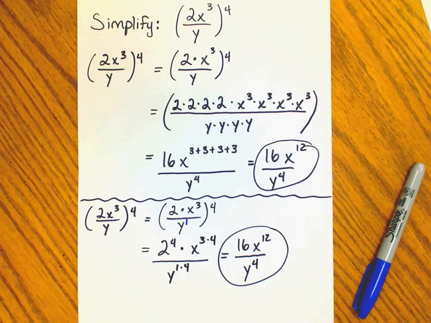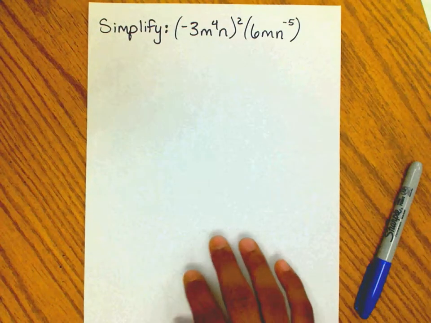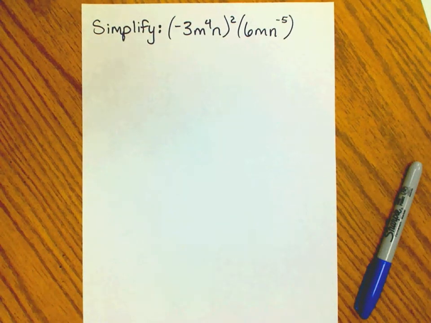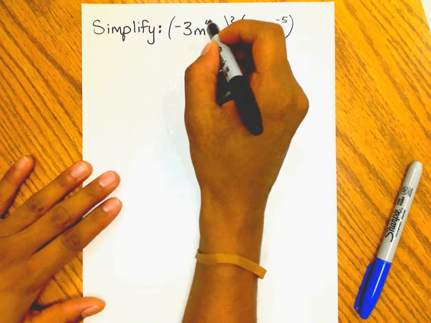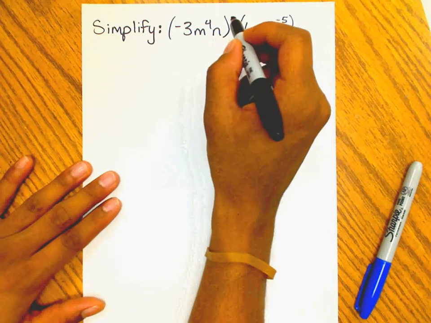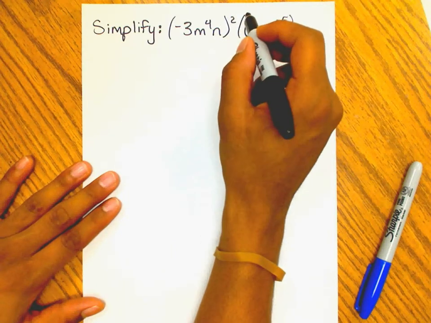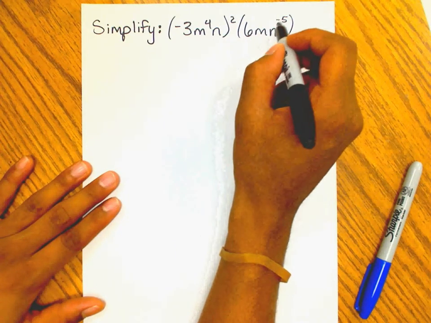Alright, let's take a look. This is the last one that I'm coming up on. Let's see what this one looks like. Alright, let's get this one out the way. I'm going to rewrite our problem. We have negative 3m to the 4th n, all of that squared, times 6mn to the negative 5. Alright, so first of all, we got to rewrite this.